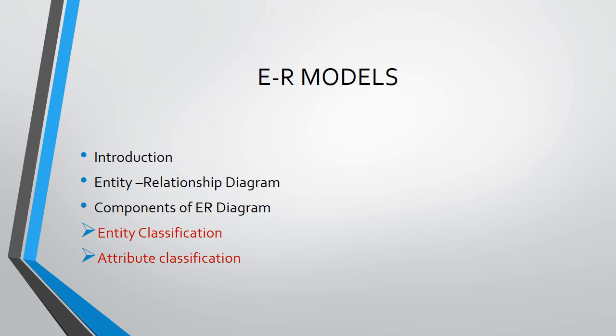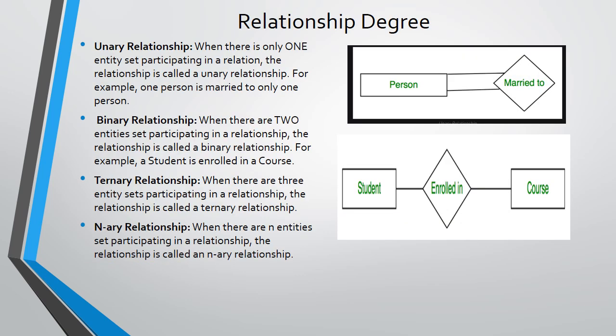In this video, the ER model contains entity classifications and attribute classifications. Relationship degree: the number of different entity sets participating in a relationship set is called the degree of the relationship set. There are unary relationships, binary relationships, ternary relationships, and n-ary relationships.